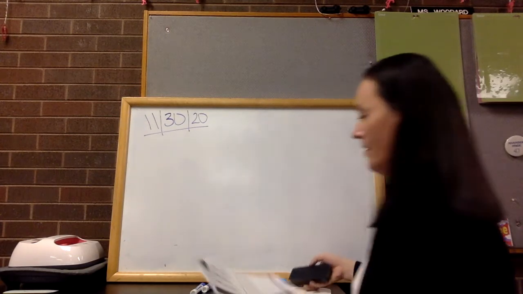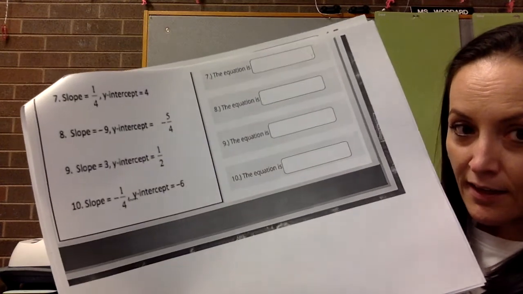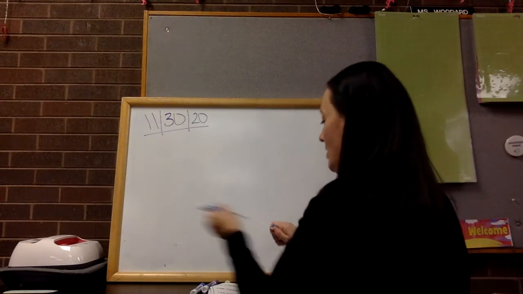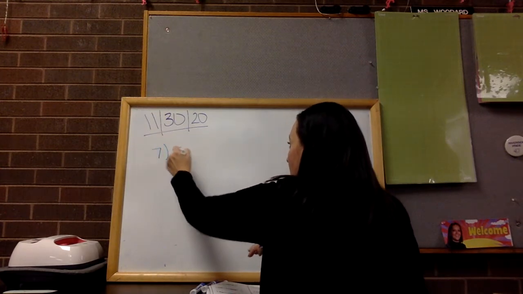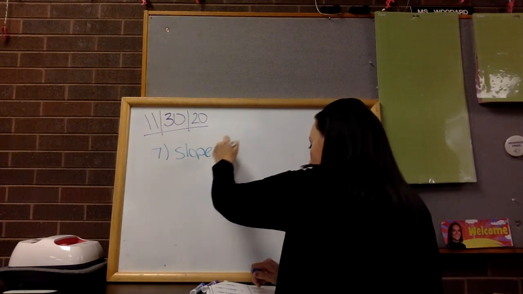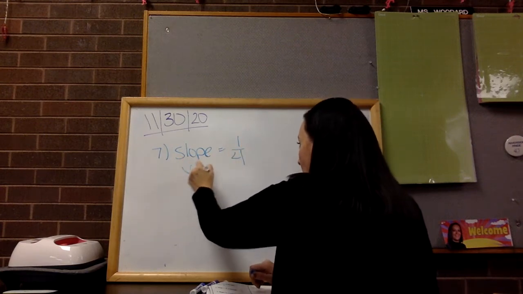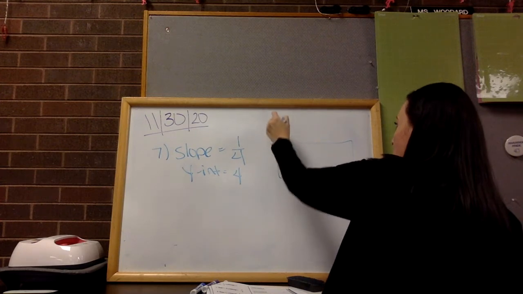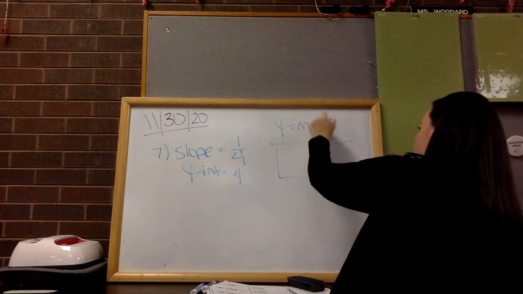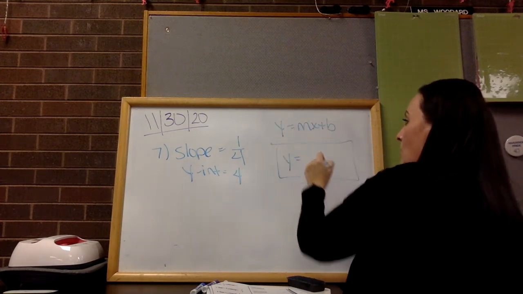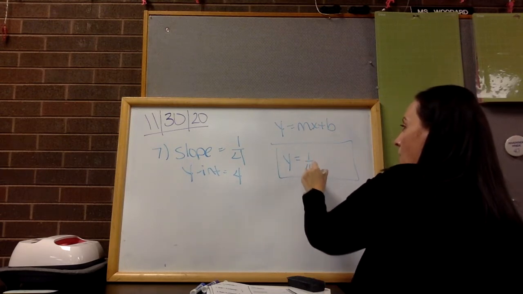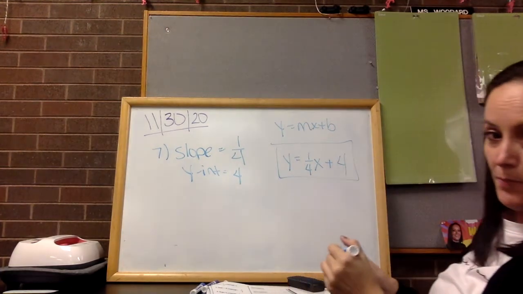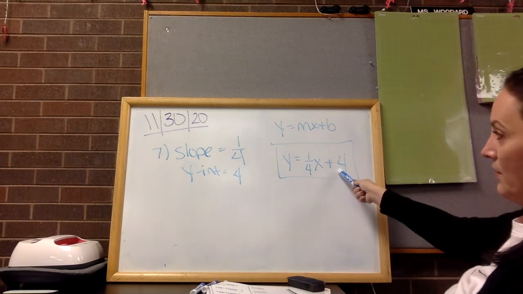So I am on this slide where we're giving some slope and some y-intercepts, so we're writing them again with the equation. I'm on number 7. On number 7, we have a slope that equals 1/4 and a y-intercept that equals 4. You've got to give me that y equals mx plus b form. So y equals, my slope would be 1/4, put in that x, and then put in that y-intercept. That y-intercept is a positive 4, so I'm going to put in a plus 4.